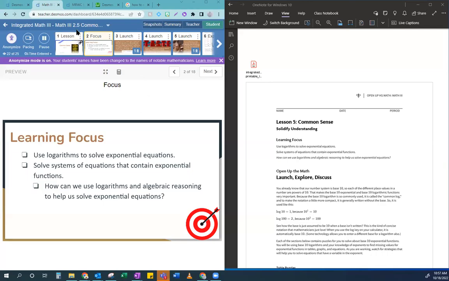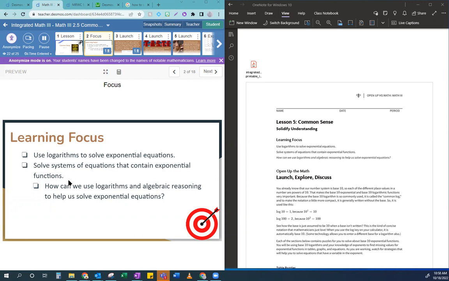So today we're going to talk about 2.5, and it's called the common log. Common means common, right? So this is what you'll be able to do today. Use logs to solve exponential equations. Check. Some of you already know how to do that. You're fluent in that already. And then we're also going to solve systems of equations that contain exponential functions.